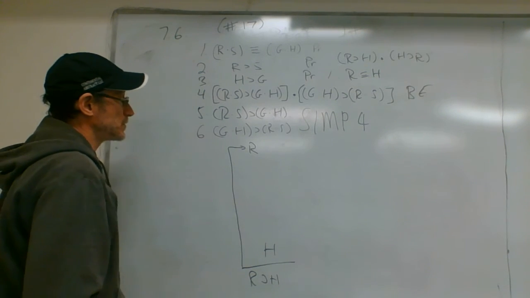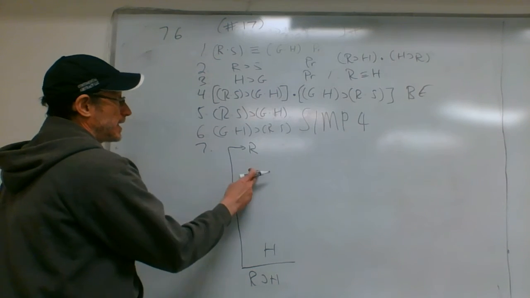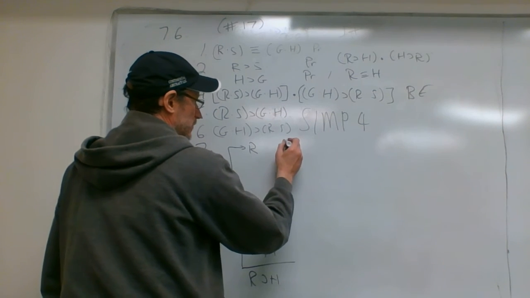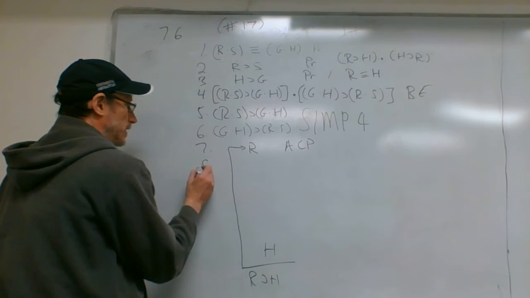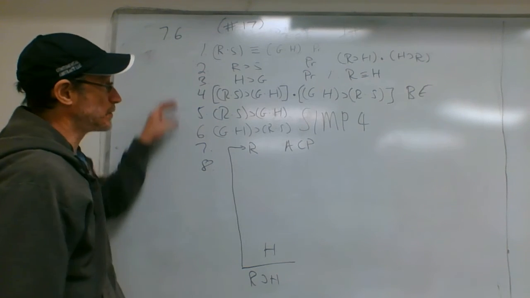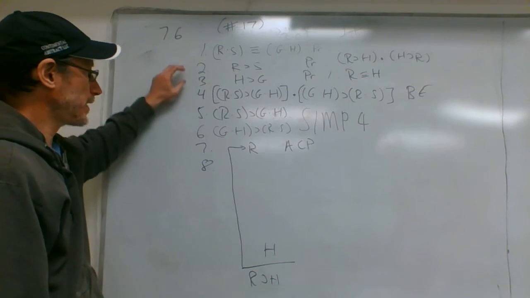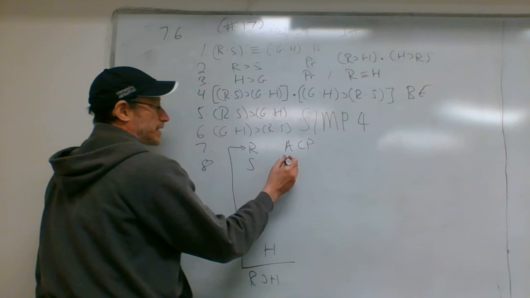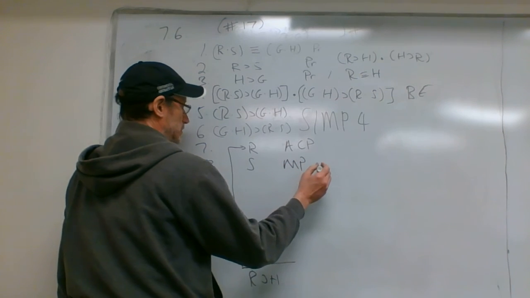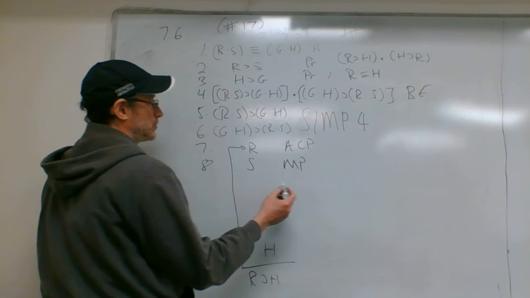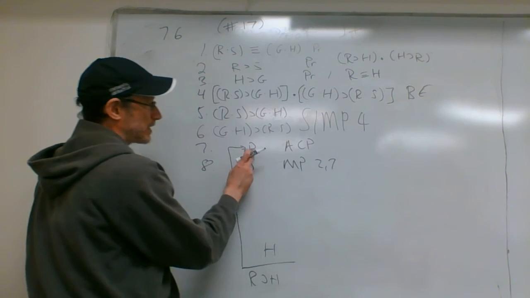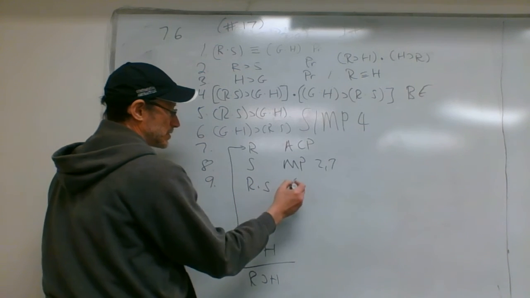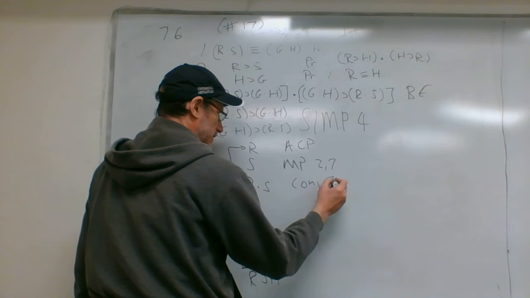I need to make use of premises 2 and 3. Okay, can I get H out of R somehow? Let's try this. This is an assumption for conditional proof. And now I was blanking out there because I wasn't looking at 2 and 3 here. Okay, now I have a modus ponens. Once I assume R, I can do a modus ponens to get S by 2 and 7. And now I can conjoin R and S. R dot S, conjunction on 7 and 8.